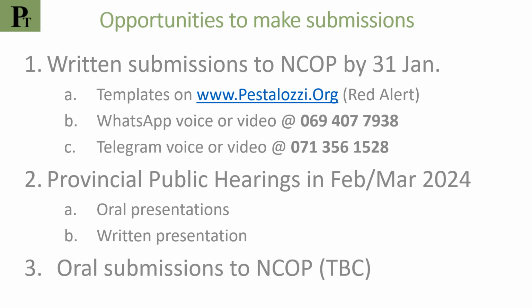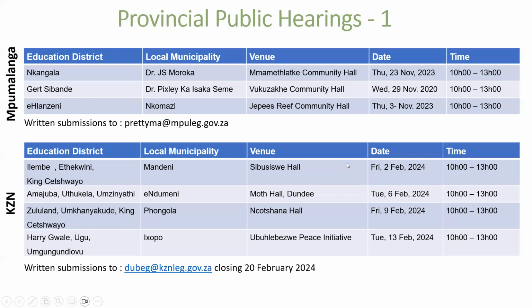So in that voice message, you just begin your message by saying what's your name, your province, and your contact number, and then you tell your stories. Also keep it less than 5 minutes. Then there will be public hearings in the provinces in February, March 2024. And those details have been shared on the WhatsApp group. So here, I'm not going to go through them.